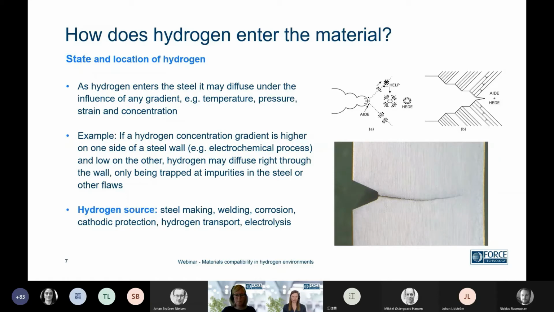And the source of hydrogen, we often get the question because our perspective is failure analysis. So did the hydrogen come from manufacturing or was it from service? From manufacturing, you could have hydrogen sources from steel making, welding. From service, it could be due to corrosion processes, cathodic protection, overprotection, and related to power to X for hydrogen transport and electrolysis. So we have many sources, and generally, the mechanisms are the same.